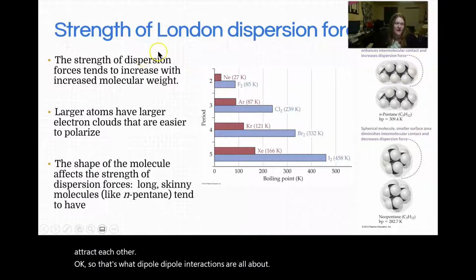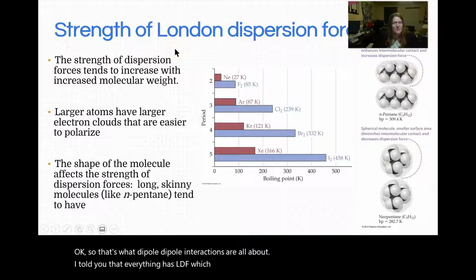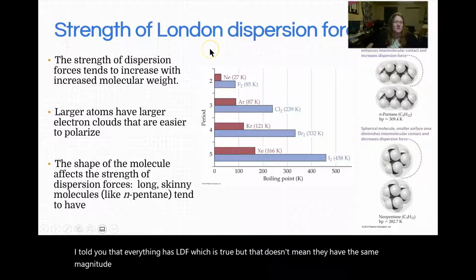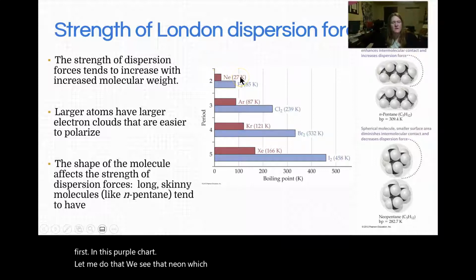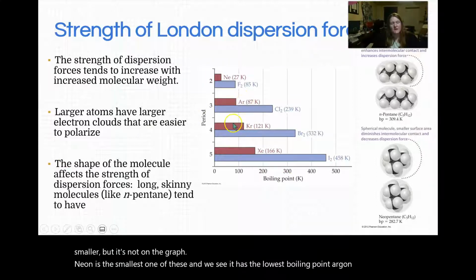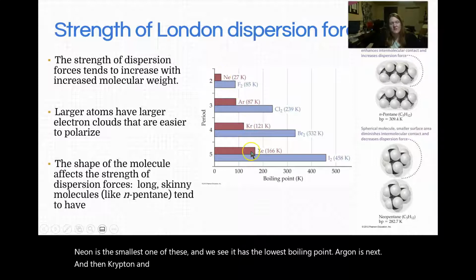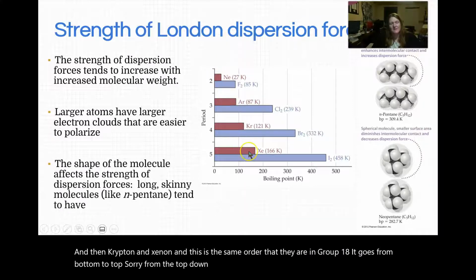I told you that everything has LDF, which is true, but that doesn't mean they have the same magnitude of attraction between molecules. So here we're going to look at the noble gases first in this purple chart. When we do that, we see that neon, which is the smallest of these noble gases, helium is smaller, but it's not on the graph. Neon is the smallest of these, and we see it has the lowest boiling point. Argon is next, and then krypton, and then xenon. And this is the same order that they are in group 18, from the top down. It's neon, argon, krypton, and xenon.